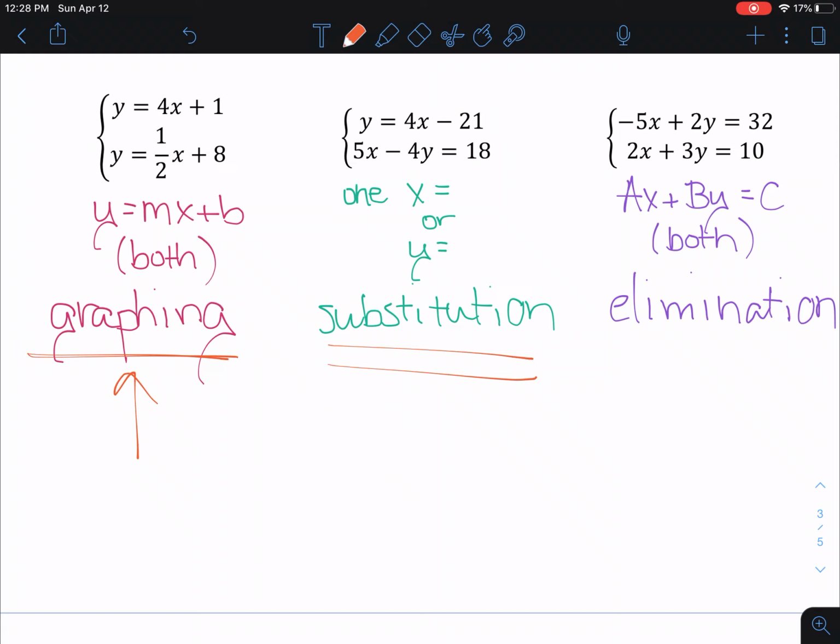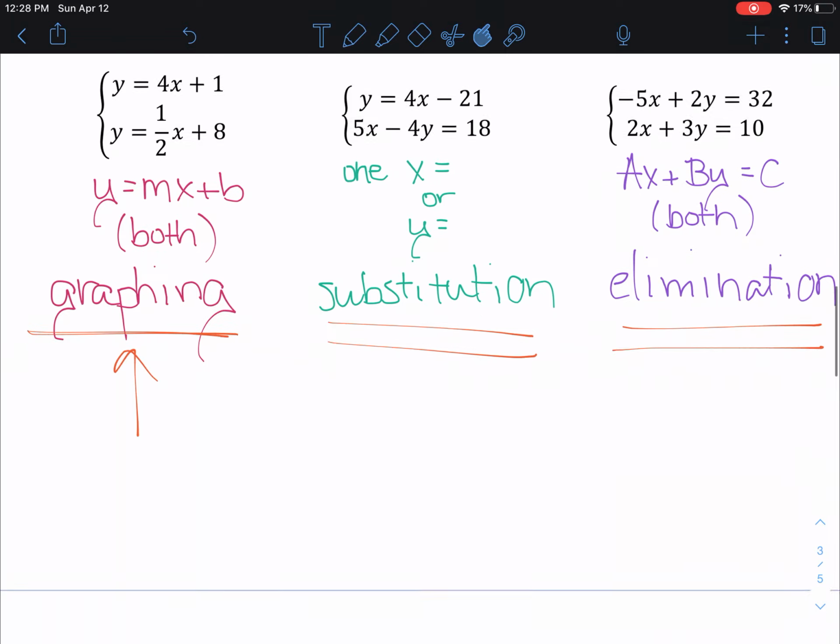And then lastly, in that third one, if they're both in standard form, or ax plus by equals c, then your fastest and most efficient way will be to use elimination. So this is kind of what you want to reference when you're doing your assignment, is figuring out which method to do and then applying it.